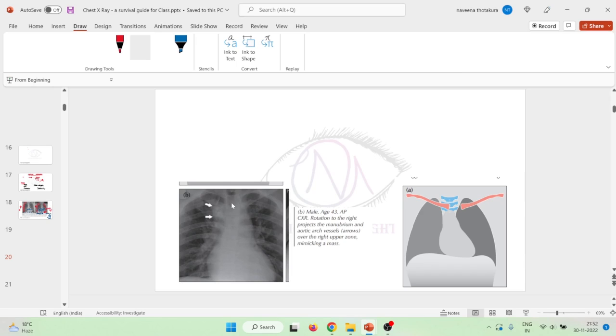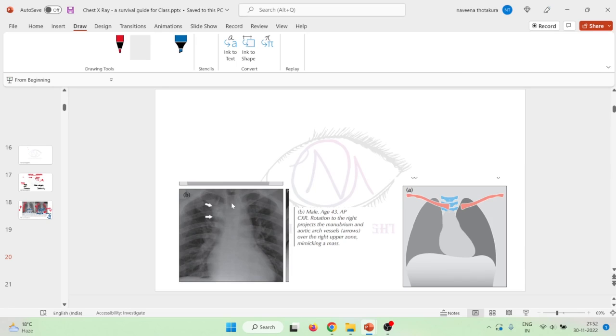Normally, if you see, either you do a PA view or AP chest X-rays. In both these, the dome of the diaphragm is well defined. It is clearly visible. I'll show you the X-rays of both AP and PA views also. So in both AP and PA view, you see that the domes of the diaphragm are well defined.